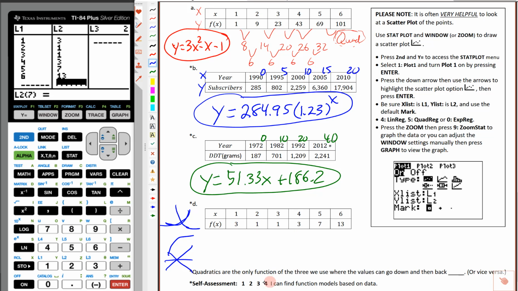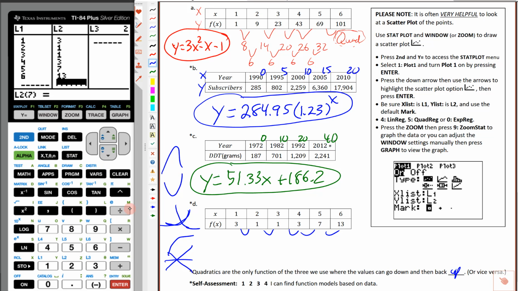Well, quadratics of the 3 functions, the choice here is it either opens up or it opens down. Quadratics are the only function of the 3 that we use where the values can go down and then back up, or vice versa. They can go up and then back down. So our suspicion is that this is quadratic. If you wanted to go ahead and find the differences here, the level differences, that would be just fine. But we're going to go ahead and take a look at the data on this one.